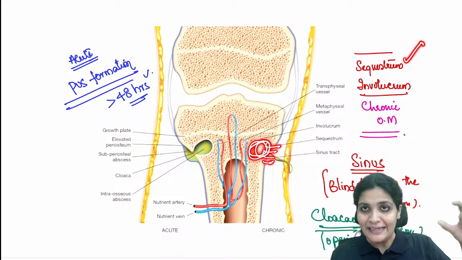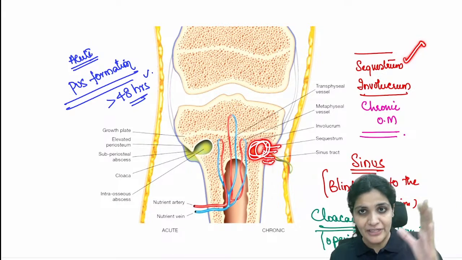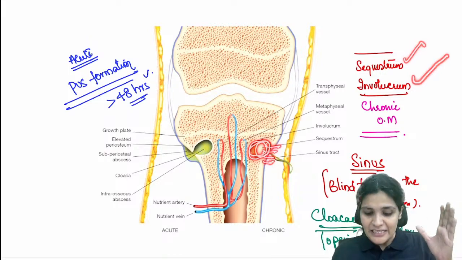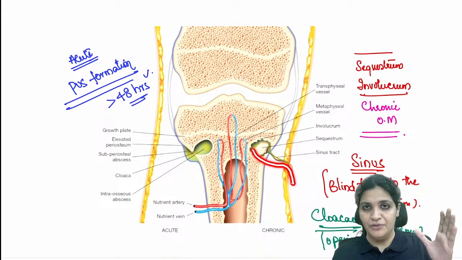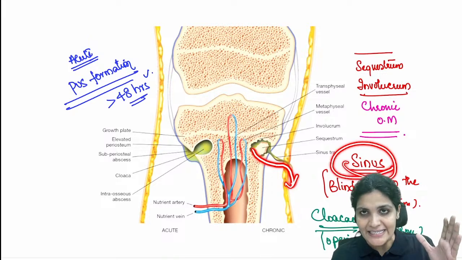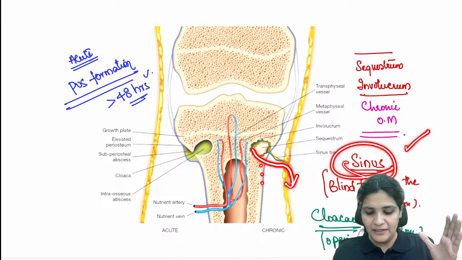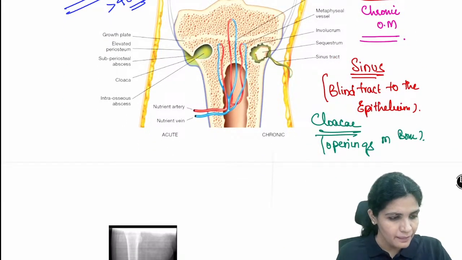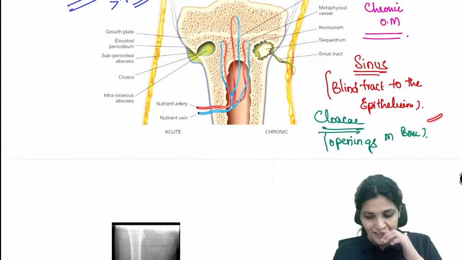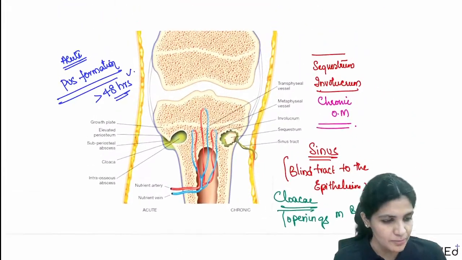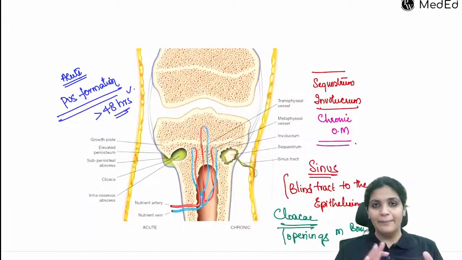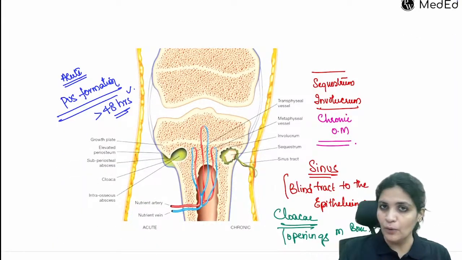And once there is irritation to the periosteum because of its lifting, it forms new bone, which is called the involucrum. And this pus can track down up to the skin, which is called the sinus. Then there are small openings in the bone, which are called cloacae. So these are all chronic osteomyelitis features. That is about the pathogenesis. I have combined and told you the pathogenesis of acute and chronic.